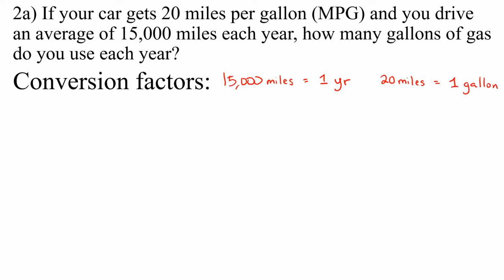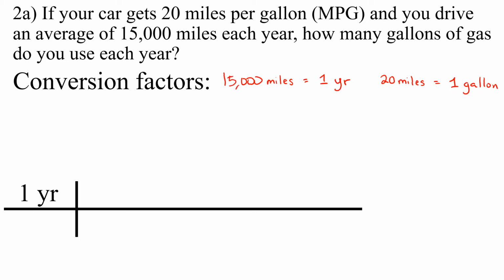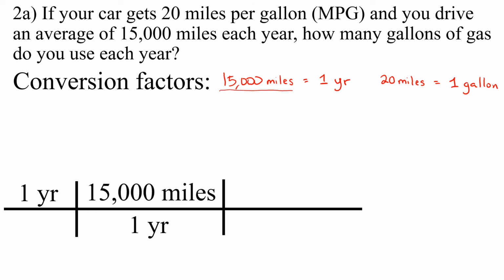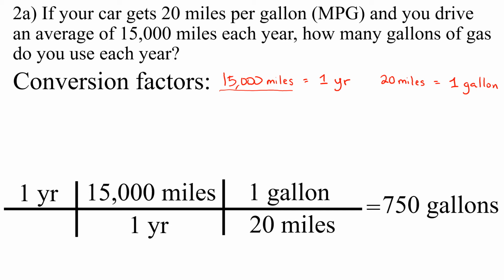Let's set up our problem. So we start off with year. And then to cancel year out, I put year on bottom, and my conversion factor is 15,000 miles on top. Then I don't want miles, I want gallons. So I put 20 miles on bottom, 1 gallon on top, and I divide 15,000 miles by 20. And I get 750 gallons.